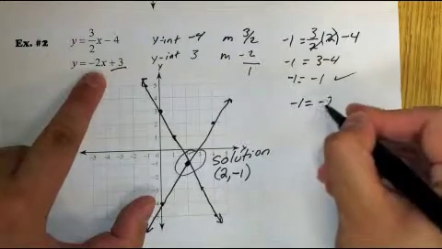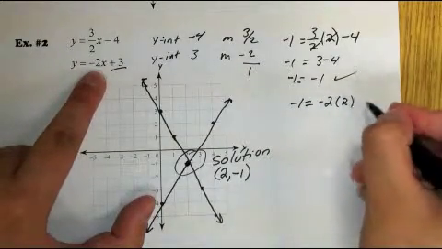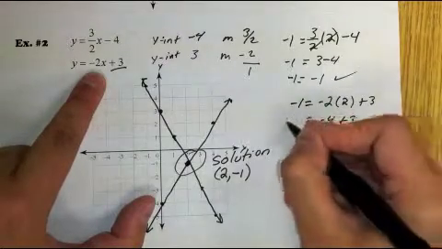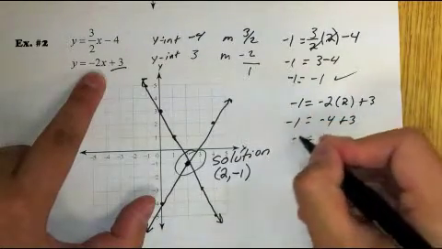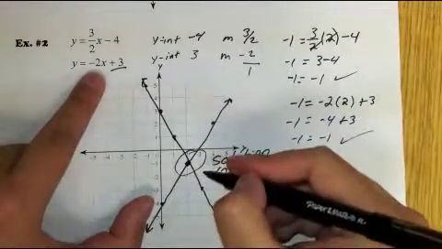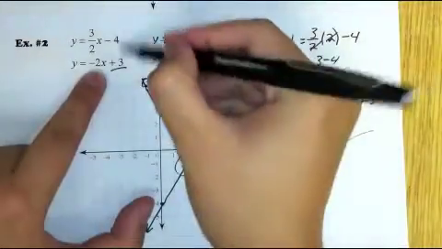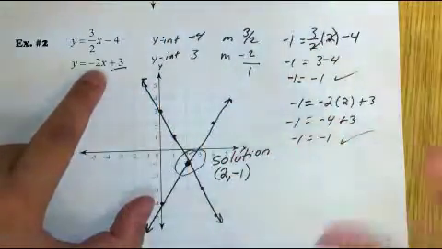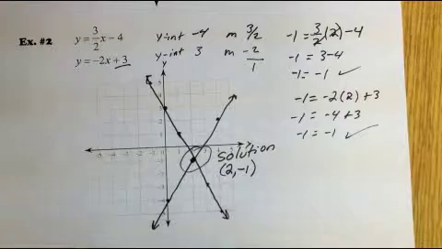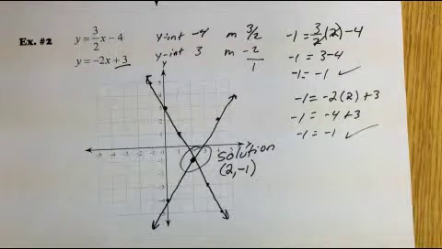-1 equals -2 times 2 plus 3. -4 plus 3 is -1. We do get -1. Okay, that is the solution. That is the point that's in common in both of these. That's the one that's working together. Okay? All right. I have a couple more examples, but these are a little bit tricky.